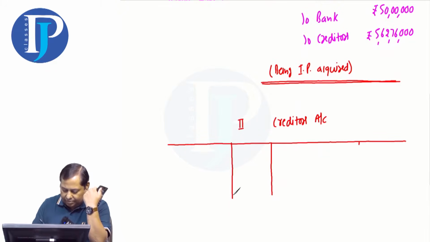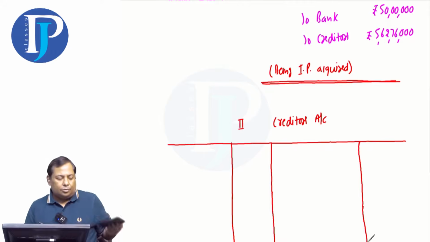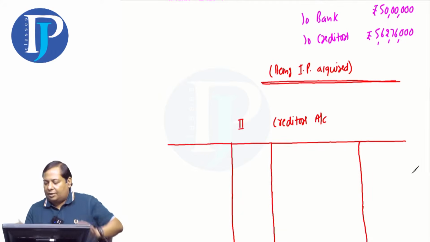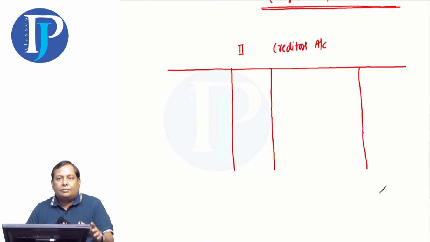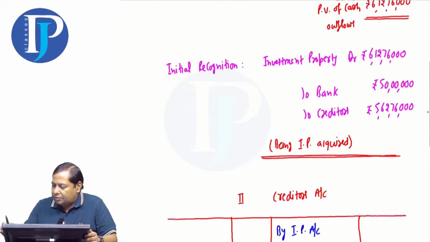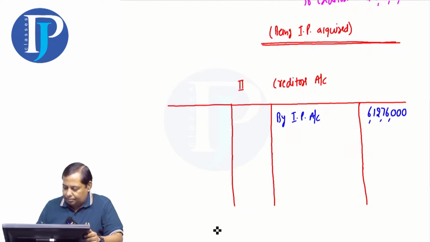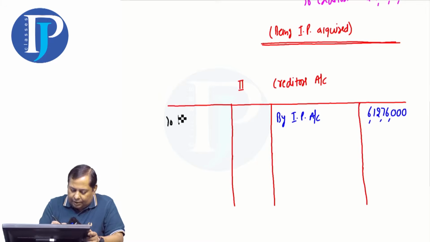If the question had said pass journal entry, if the question has asked for journal entries, you can pass them. Otherwise, we will create an account and write the treatment of interest. Do you understand? I am not passing the entries. First, I will write by investment property, 612, 76000. Then I will write to bank.